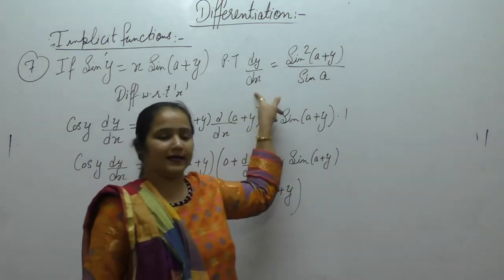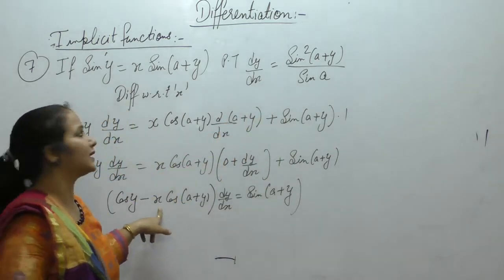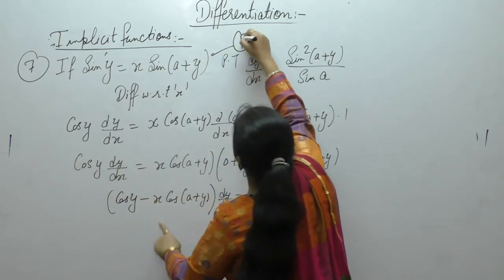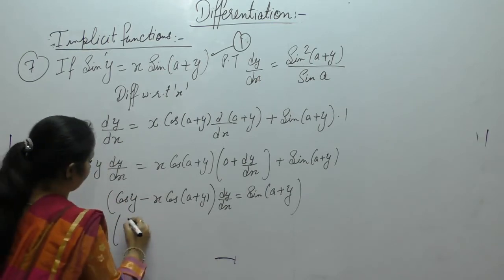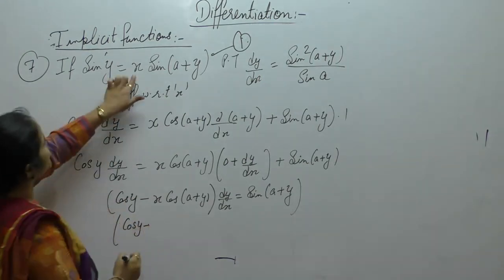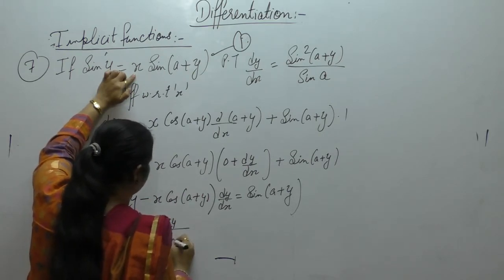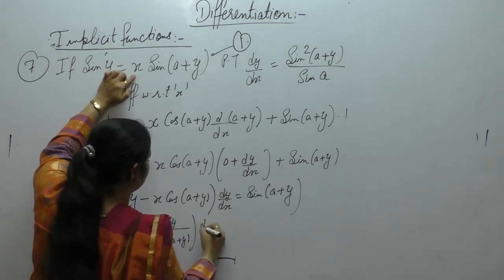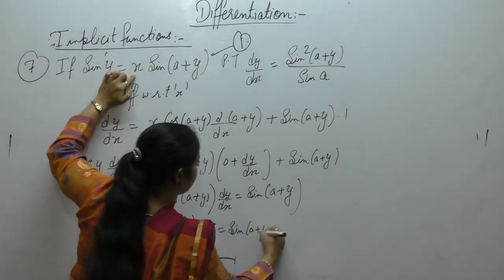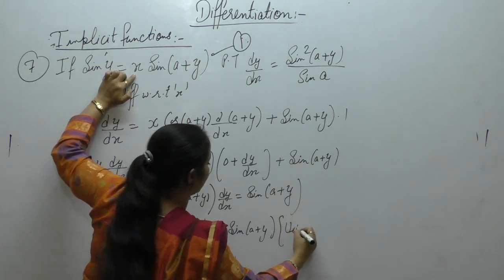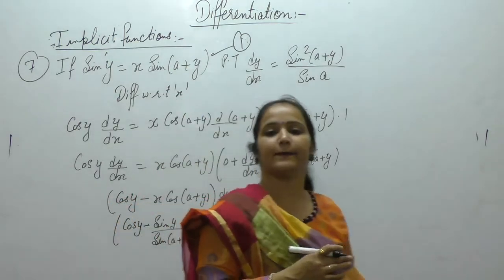Now in dy upon dx, we do not want x, so we will put the term for x. Let this equation be 1. From here the value of x will be x is equals to sin y upon sine (a plus y), using 1. Why did we do this? Because in the answer we have to prove, we do not have x.